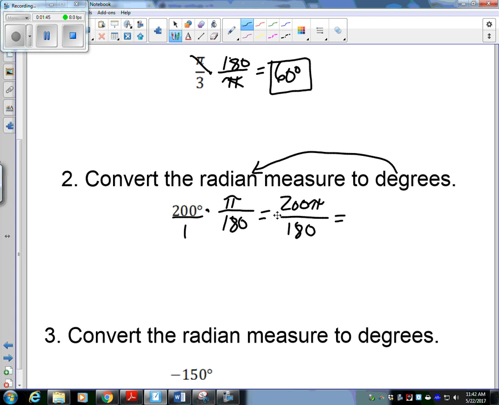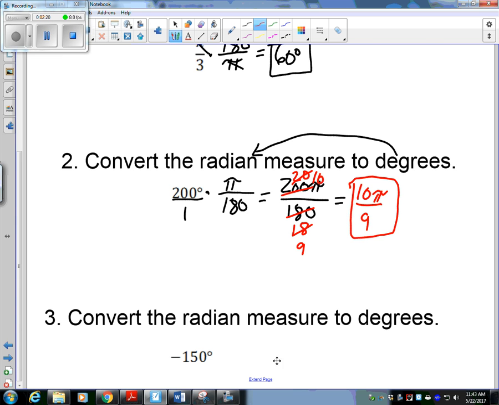We're going to cancel or simplify this. So we have 200 and 180. I know they're both divisible by 10, so that's 20 over 18, and then 20 18ths, reduce them by 2, so that's 10 over 9. So it's 10, don't forget the pi, over 9. So remember, radians always has a pi in it.